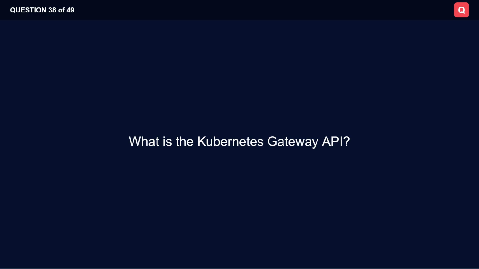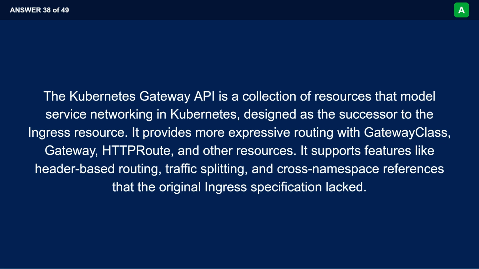What is the Kubernetes Gateway API? The Kubernetes Gateway API is a collection of resources that model service networking in Kubernetes, designed as the successor to the ingress resource. It provides more expressive routing with GatewayClass, Gateway, HTTPRoute, and other resources. It supports features like header-based routing, traffic splitting, and cross-namespace references that the original ingress specification lacked.